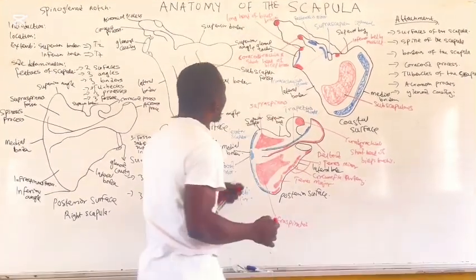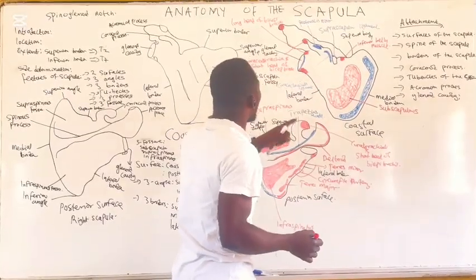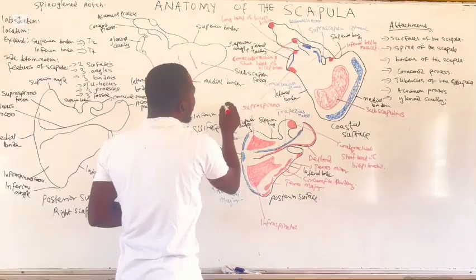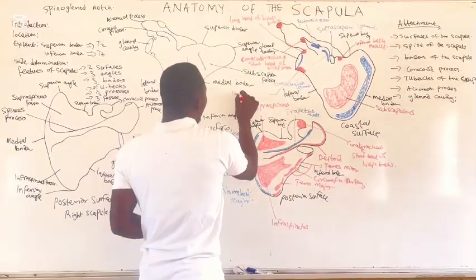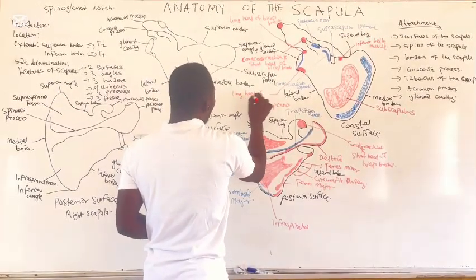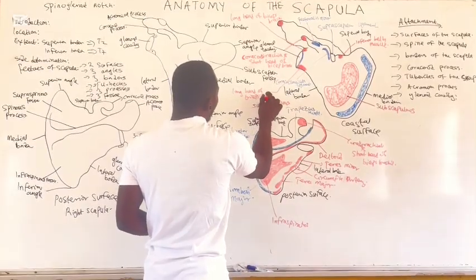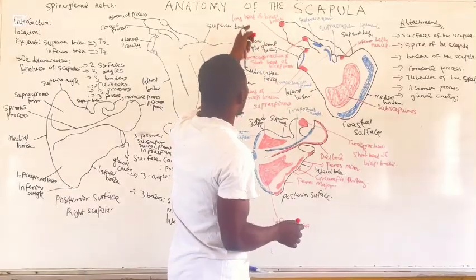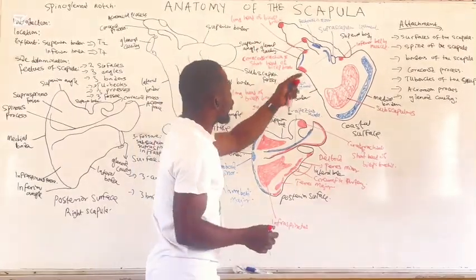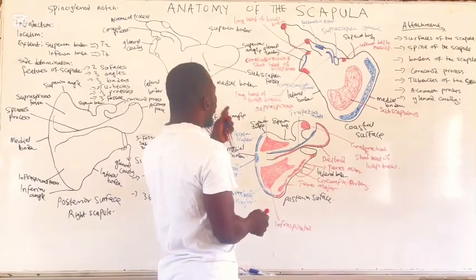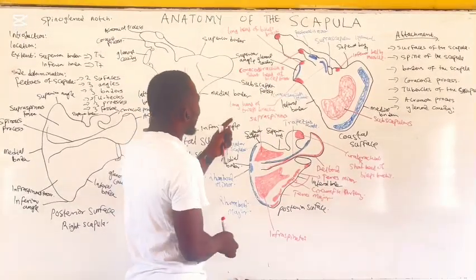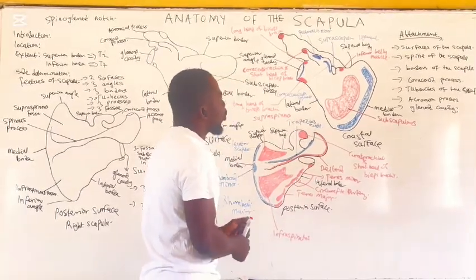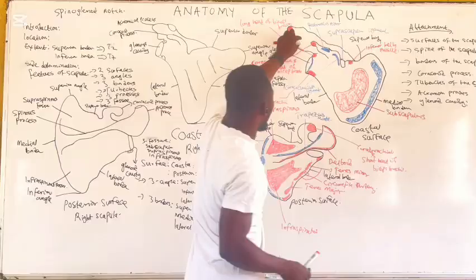Whereas the infraglenoid tubercle gives origin to the long head of triceps brachii. So the supraglenoid tubercle gives origin to the long head of biceps brachii muscle, and the infraglenoid tubercle gives origin to the long head of triceps brachii. That is the attachment on the tubercles of the scapula. Next is the attachment on the acromion process. This is the acromion process.